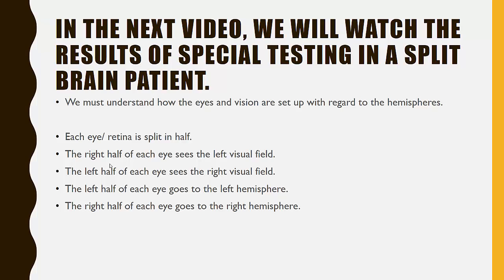But now we have to add a second thing. Right goes right but sees left. Left goes left but sees right. So the left half of each eye goes to the left hemisphere, but it sees the right visual field. And then the right half of each eye goes to the right hemisphere, but it sees the left visual field.